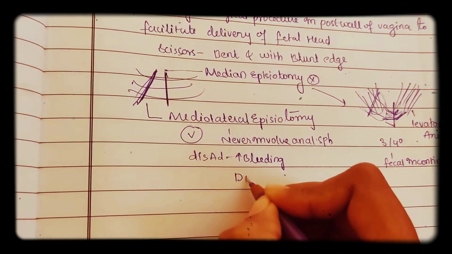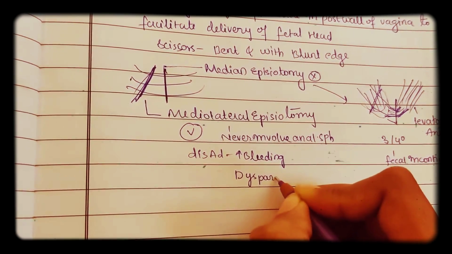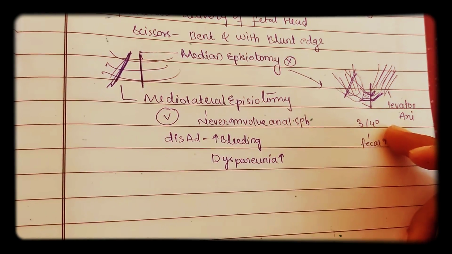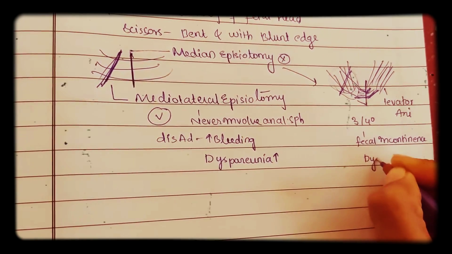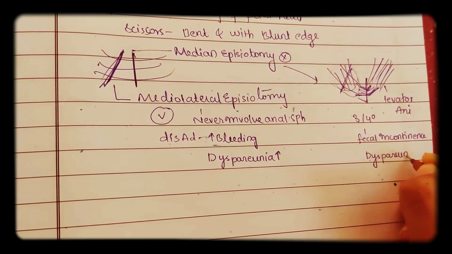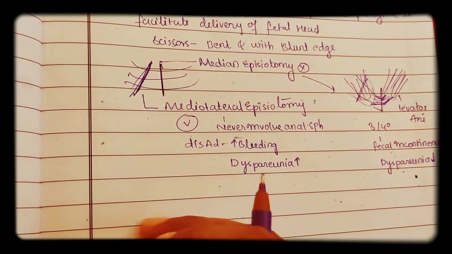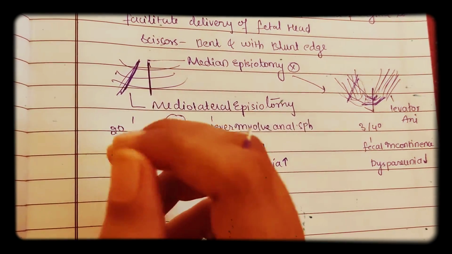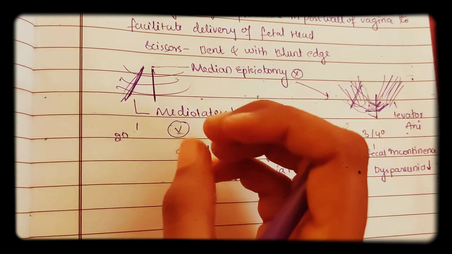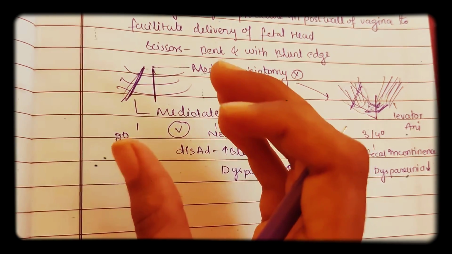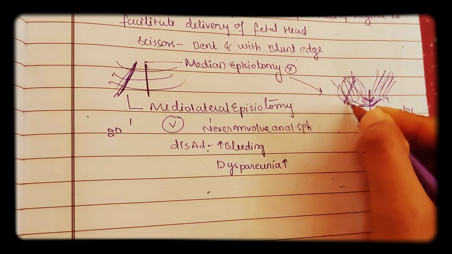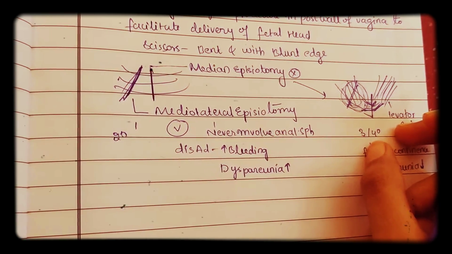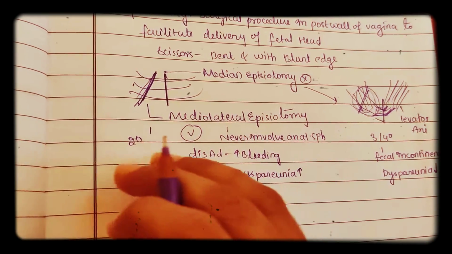What is that? Dyspareunia is the pain during coitus, and it will be more here, whereas with the median episiotomy the pain during coitus will be less. The mediolateral one corresponds with the second degree perineal tear. Why second degree perineal tear? Because here not only the mucosal skin is damaged, but the muscles are also damaged. The median one may lead to a third or fourth degree tear. That's why we are not doing it; we are doing the one that gives a second degree tear.